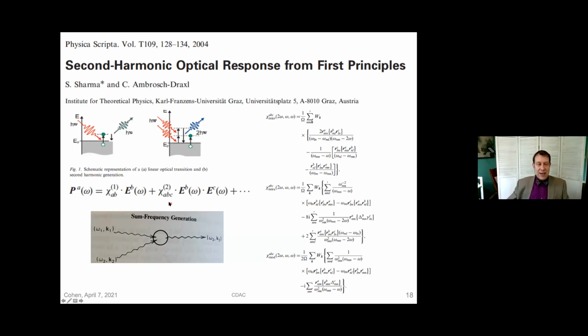And so if you express that in terms of the polarization relative to the optical electric field, it's these coefficients chi ABC here, which couple two different electrical fields, also shown here. Two different photons come in and one comes out at double the frequency.